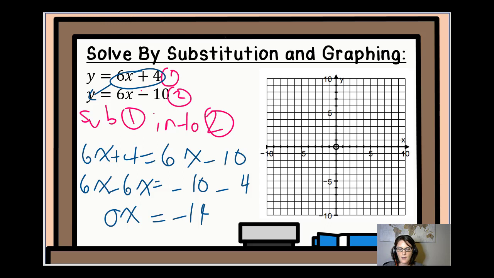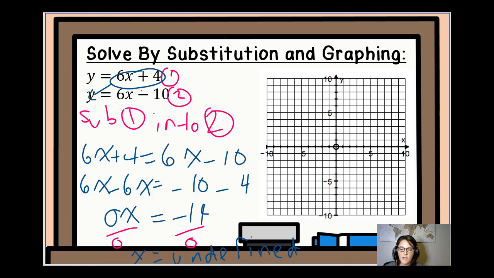Because when I solve for x, I'd be dividing by 0, and if I divide by 0, that would give me something that's undefined. So this actually is one of the special cases, so that means there is no solution here. So undefined, therefore no solution. Okay, so we can check our solution by graphing.